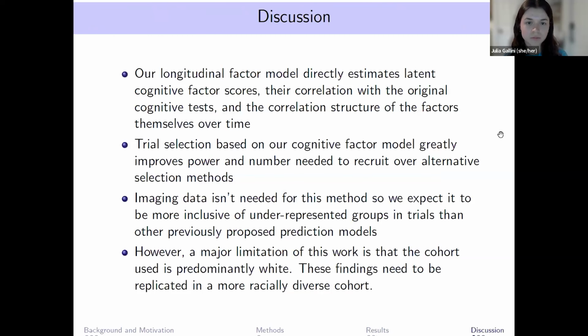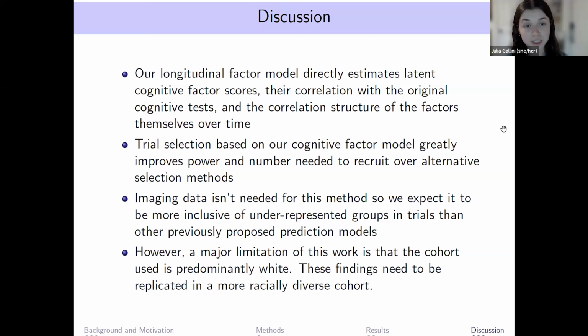Next slide. So to summarize, our longitudinal factor model is directly estimating latent cognitive factor scores, their correlation with original cognitive tests, and the correlation structure of the factors themselves over time. Trial selection based on our cognitive factor model greatly improves power and number needed to recruit over alternative selection methods.